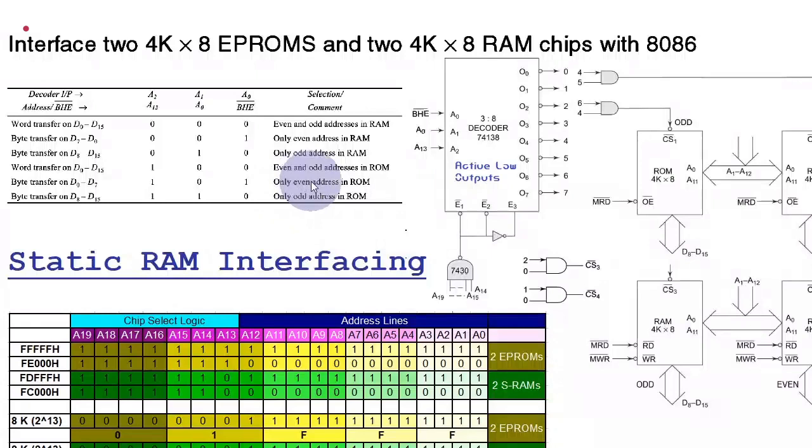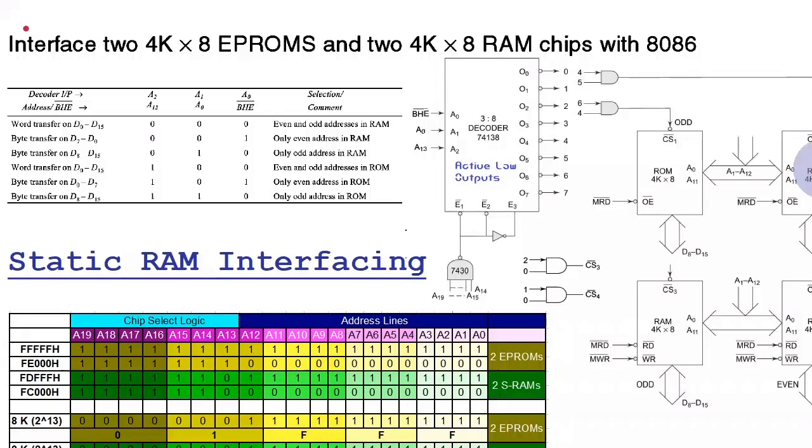However, one more combination for ROM is there, but it is for odd addresses. So if you only want to select even addresses in ROM, these two combinations are valid, and that is why the 4 and 5 outputs have been ANDed here, and they have been supplied to this even ROM as a chip select signal. That is why you have connected them.